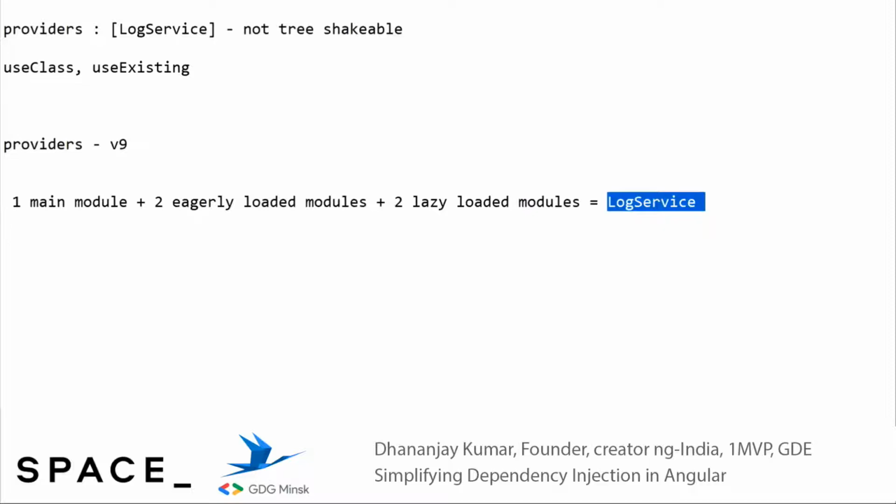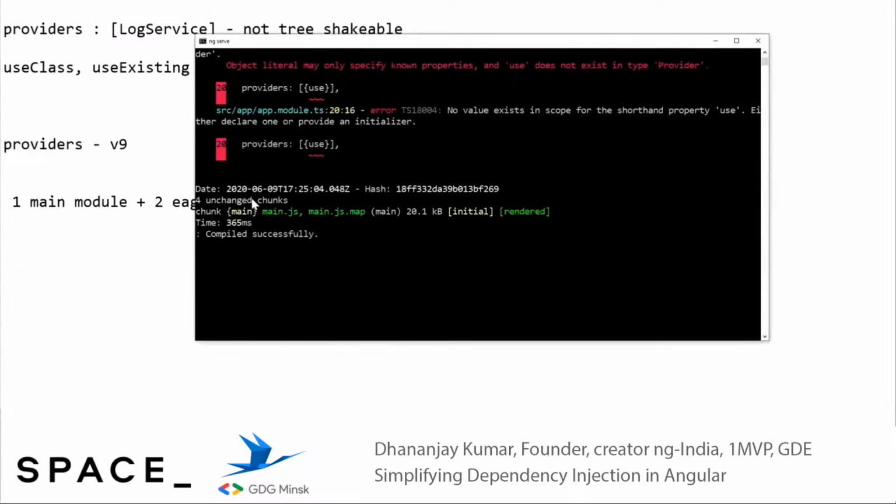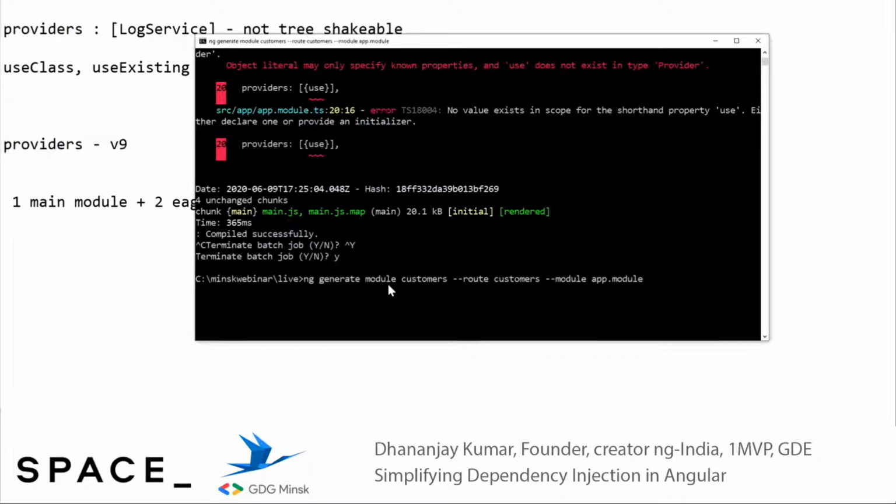Before that, first let's go and add lazy loaded modules in our application. So here is our application right now. All right. And what I'm going to do is add one module. So this is the Angular CLI command to add a module, which will get added to the main module in a lazy loaded manner. So this is the command here. I have executed it.